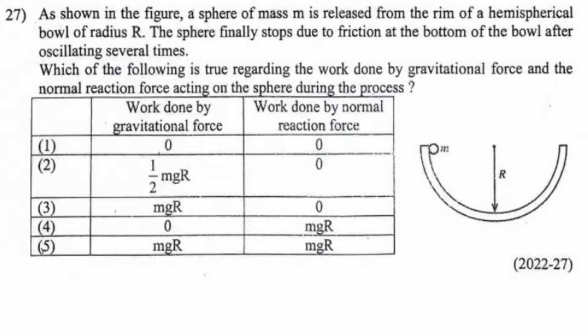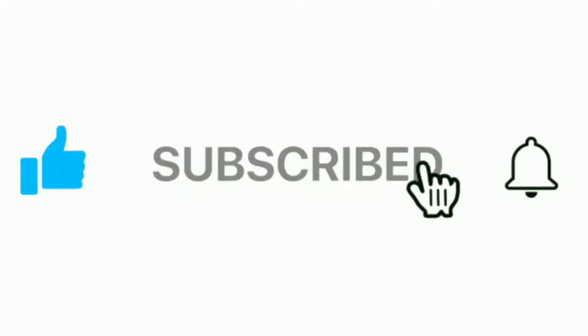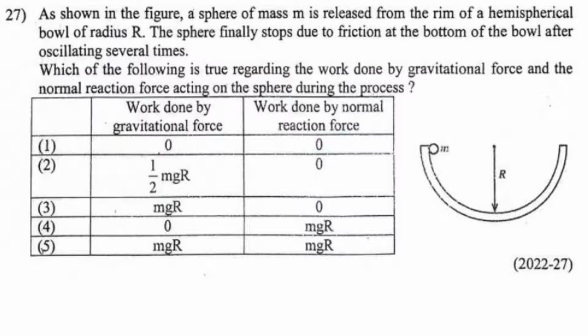Then 27. As shown in the figure, a sphere of mass m is released from the rim of a hemispherical bowl of radius r. The sphere finally stops due to friction at the bottom of the bowl after oscillating several times. Which of the following is true regarding the work done by the gravitational force and the normal reaction force acting on the sphere during the process?